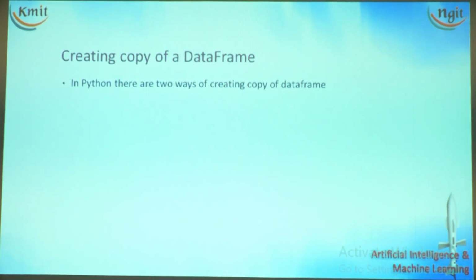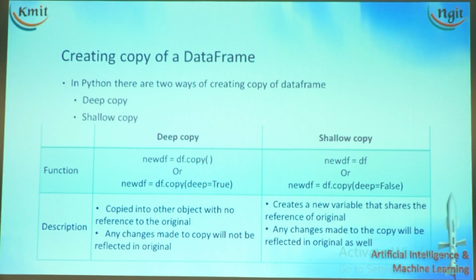Now, when we have a data frame with us, you always have to create a copy of it before you proceed. Because when you are changing, you don't want to manipulate your original data. You just want to work with a copy of your data. So there are two ways by which you can work. One is deep copy, another is shallow copy. So first see the differences between them.